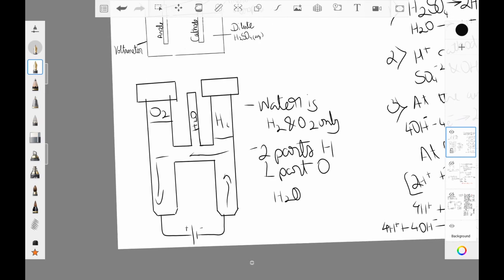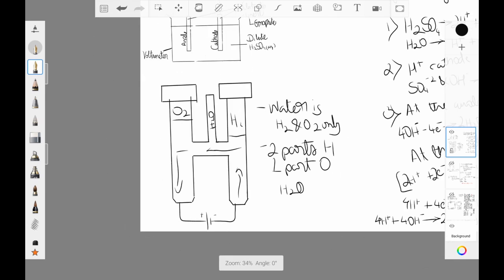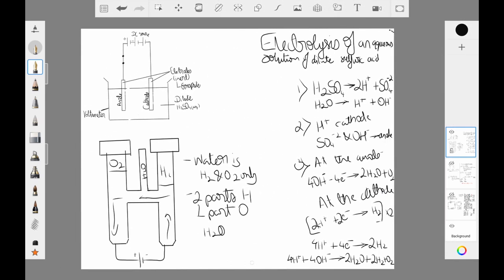One thing that you should note here is that in the Hofmann's voltameter, a standard practice, you use inert electrodes, but a standard practice is to use platinum electrodes. There's no special reason as to why, it's just a standard thing that's been developed in industries. And yeah, that's the Hofmann's voltameter.